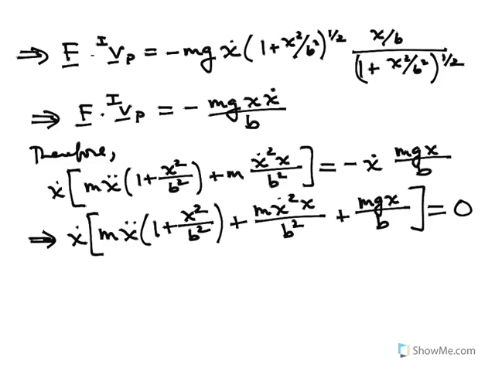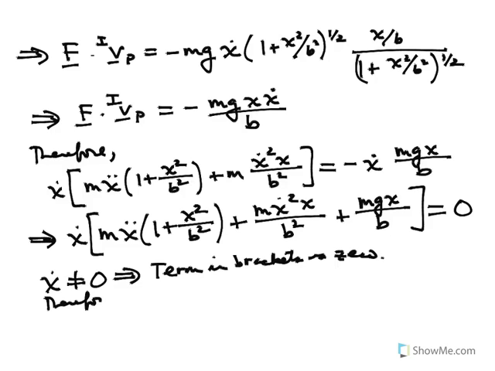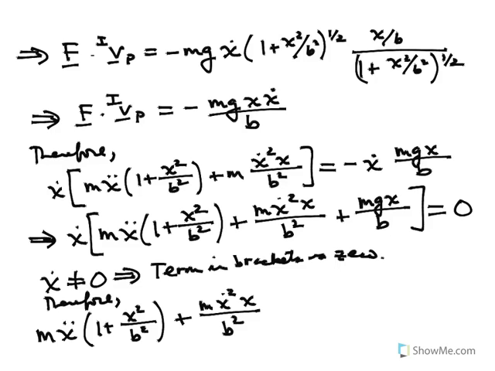Now you can see here that I have a product of x dot with the term in the brackets. So either x dot has to equal 0 or the term in the brackets has to equal 0. If x dot equals 0, then that means x double dot equals 0, which means there's no motion. So x dot cannot equal 0, which implies that the term in brackets is 0. So therefore, we obtain the differential equation of motion as mx double dot times 1 plus x squared over b squared plus mx dot squared x all divided by b squared plus mgx over b equals 0. And this is the differential equation.